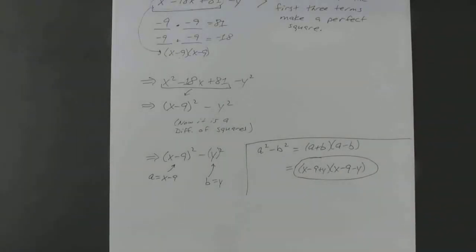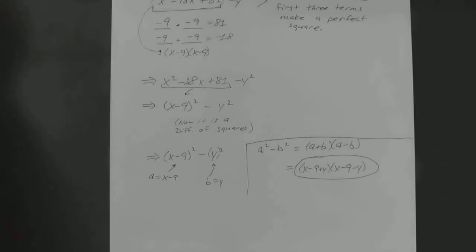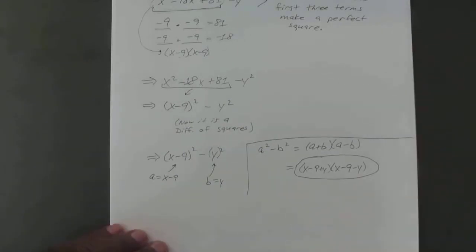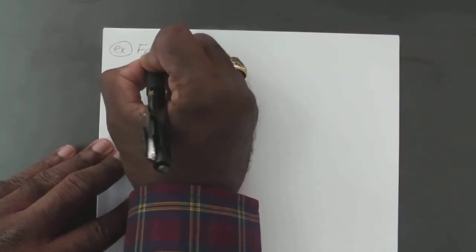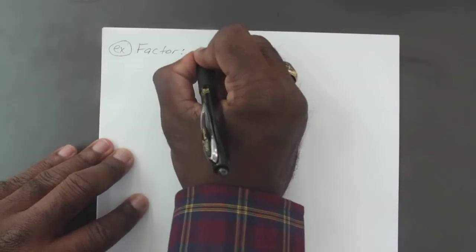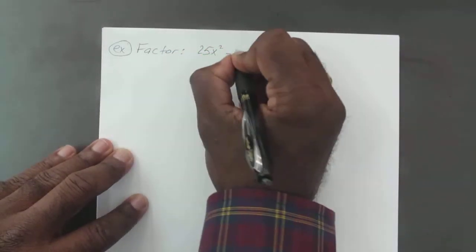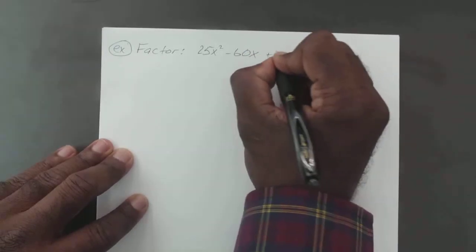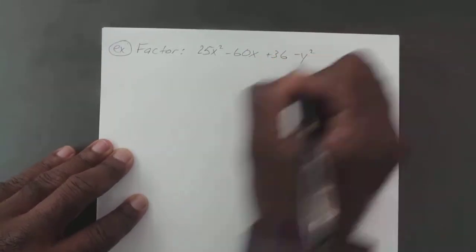Okay, so let's do one more example. Let's say, for example, we wanted to factor 25x squared minus 60x plus 36 minus y squared.